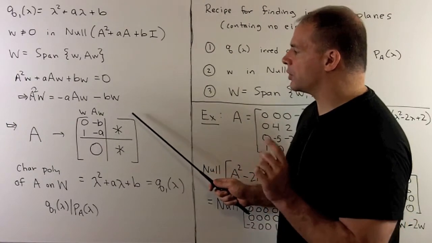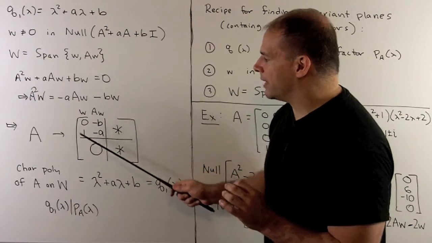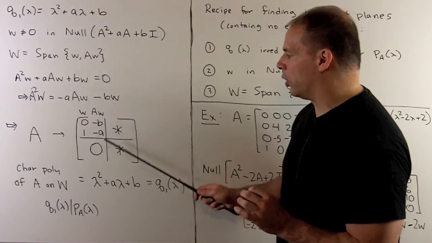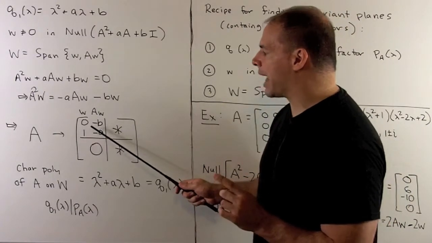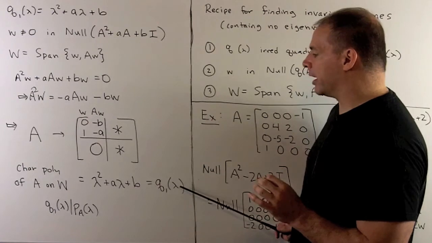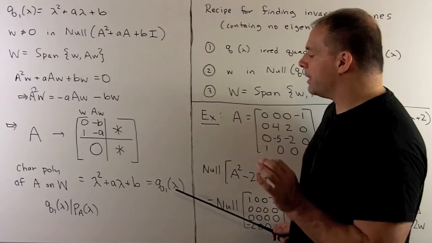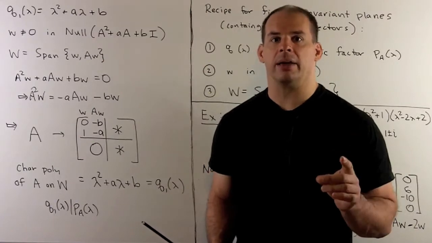So if we take the characteristic polynomial of A, we're going to have the characteristic polynomial of this block times the characteristic polynomial of this block. The characteristic polynomial of this block, when we work it out, is just going to be Q1 of lambda. So that means Q1 divides the characteristic polynomial of A.